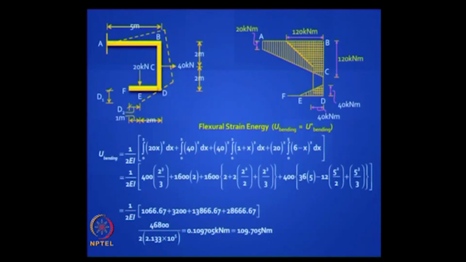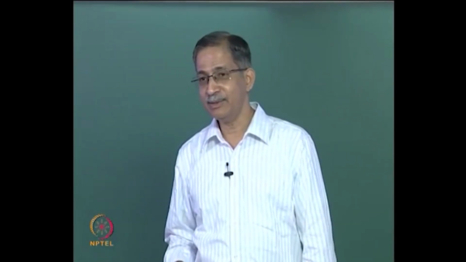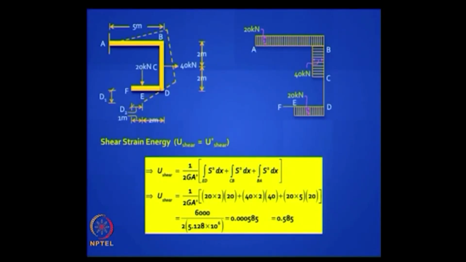You can do this integration. It's integral M squared dx by EI. You have to do it in parts because the bending moment diagram is changing, and you can do it. This is a hard, long way of doing it. Is there an easier way of calculating this? Yes, you can use volume integral, you can use the area multiplication method, and it's much faster. Okay. Let's take the second case, which is shear strain energy. This is very easy to do by the area multiplication method.